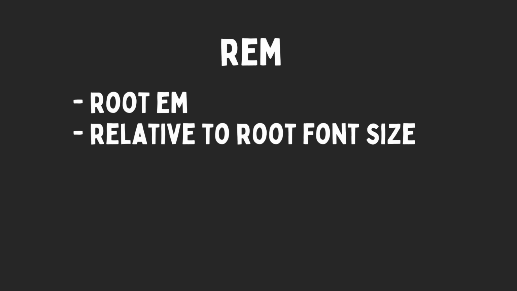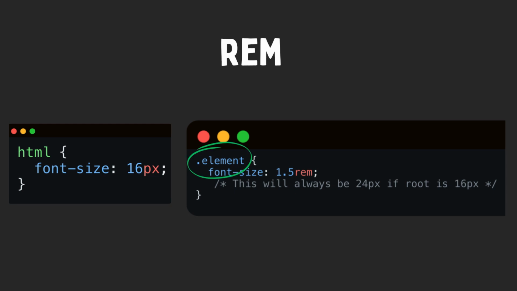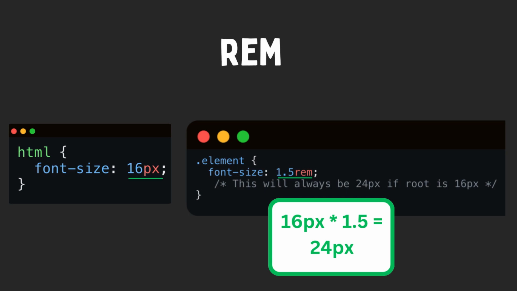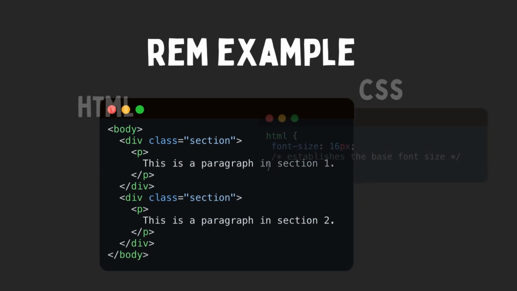Now, let's talk about REM, which stands for root EM. Unlike EM, REM is relative to the root font size, typically set on the HTML element. In this example, the element class is 1.5 REM, which will be 1.5 times the size of the root, which equals 24 pixels. Let's have a look at an example of setting the font size using REM and seeing how it remains consistent across different sections.